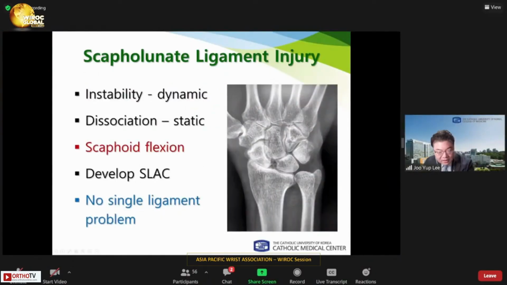Scapholunate ligament instability is not a single ligament problem, but involves multiple ligaments, which results in progressive arthritis of the wrist. It is well known that the scaphoid flexion and dorsal protrusion of the proximal pole is more important than the scapholunate gap.